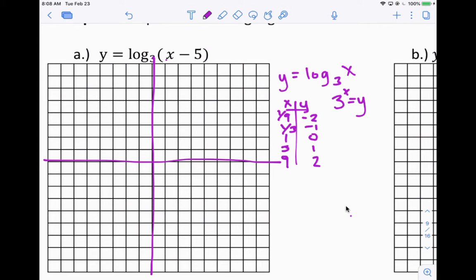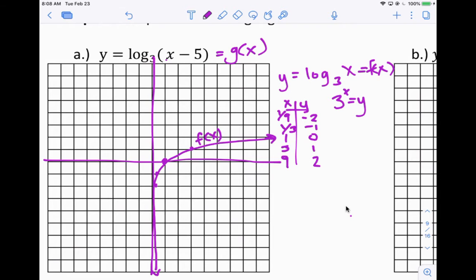And so here is my parent function, my very first function here. I like to start with 1, 0. It's a nice anchor point. And then a little bit, out 3, up 1, out 9, up 2. And we have this purple line here. Now, if you're not working in two colors, go ahead and call this, I don't know, f of x. And we'll label this f of x. Now, let's call this one g of x, okay?